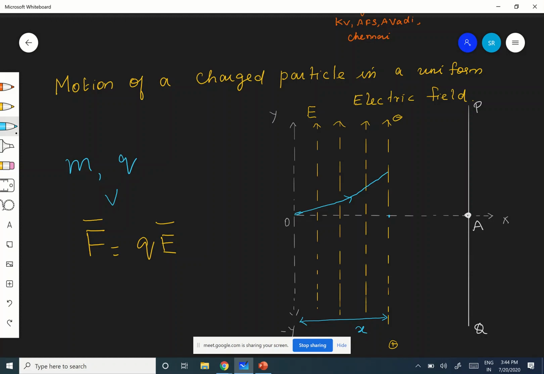Because it is experiencing a force, definitely there will be an acceleration in the direction of Y. Okay, therefore what should be the acceleration here? Acceleration is equal to, you know that, F by M, that is equal to QE by M.